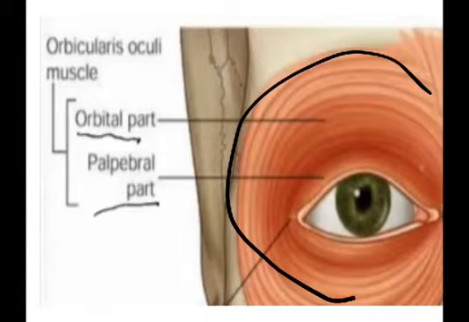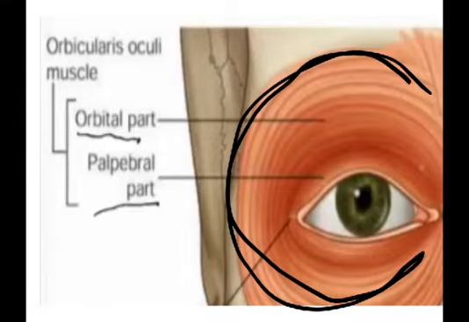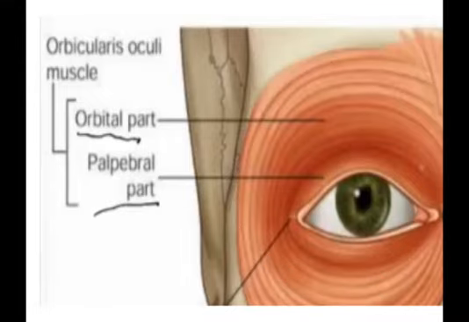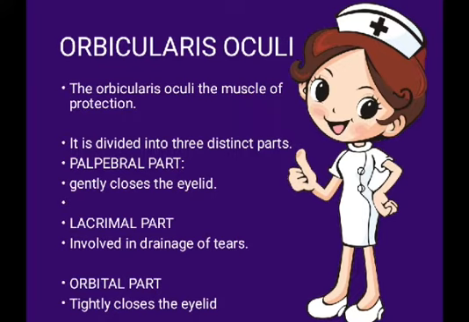This is the orbicularis oculi, which is the second layer of the eyelid. The orbicularis oculi is a muscle of protection. This is known as the muscle of protection because it works for protection. It is divided into three distinct parts: first one is palpebral part, second one is lacrimal part, and the third one is orbital part.